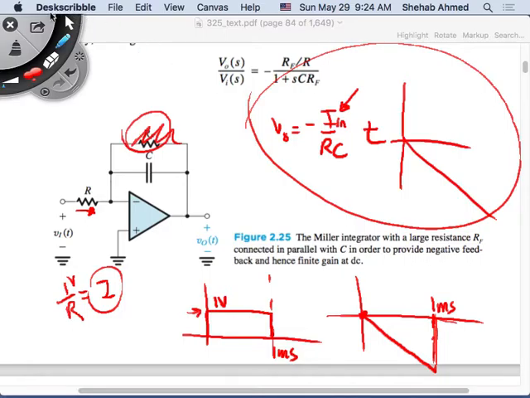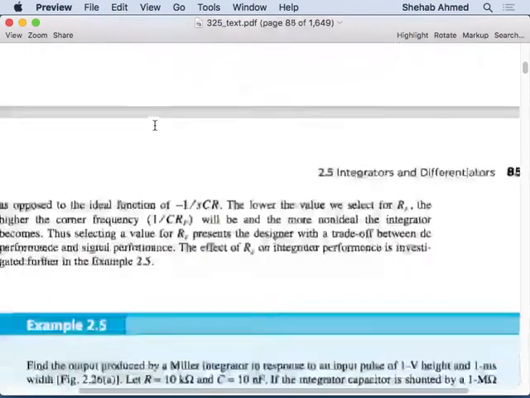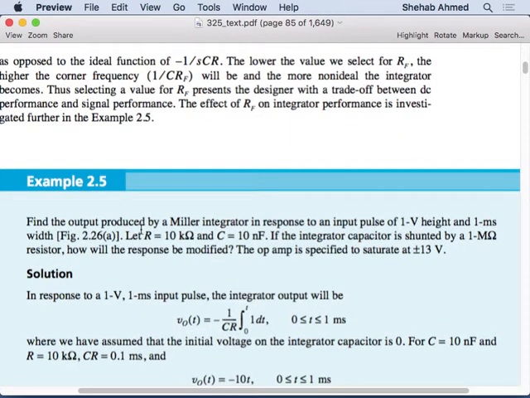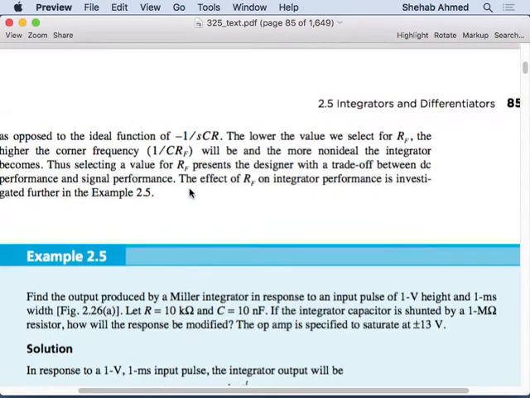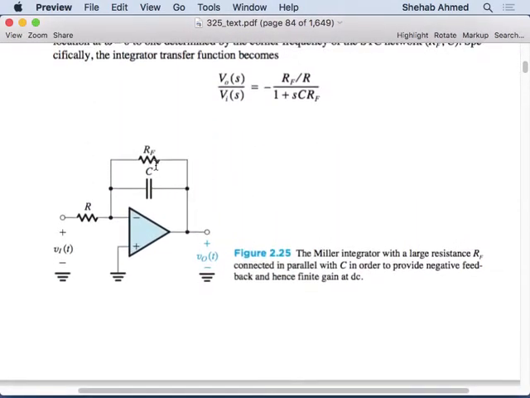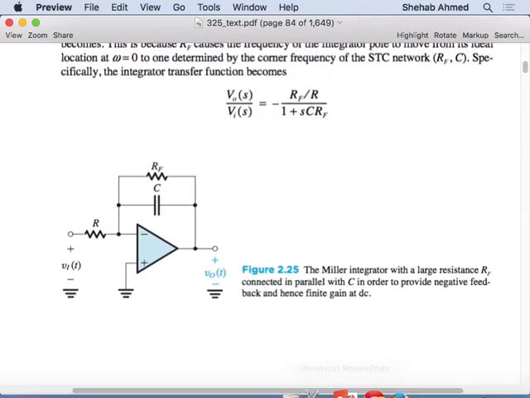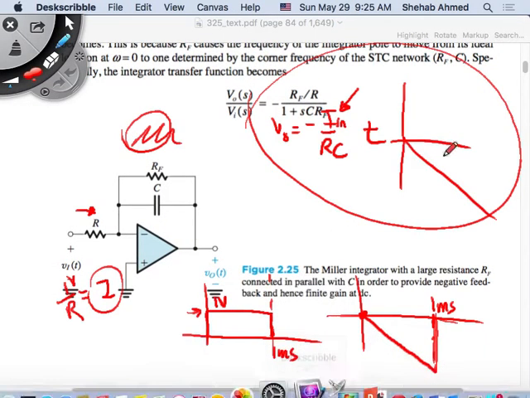So in the question they told us, find the output produced by a Miller integrator, an ideal Miller integrator, to an input pulse of 1 volt and 1 millisecond. Let R be 10 kilo ohms, C equals 10 nanofarad. If the integrator capacitor is shunted by a 1 mega ohm resistor, how will the response be modified? So we first want to look at the response without the shunt resistor, and then the response with RF. The response without RF is what we derived, just an integration.